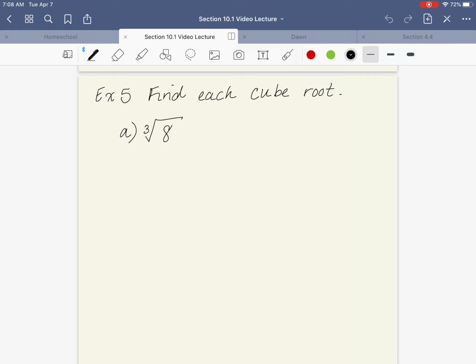So that means three numbers that you can multiply times itself to get the number under the radical. And we know that 2 times 2 times 2 is 8, so the cube root of 8 is 2. All right, the cube root of negative 8. This is a real number because negative 2 times negative 2 times negative 2 is negative 8. So the cube root of negative 8 is negative 2.